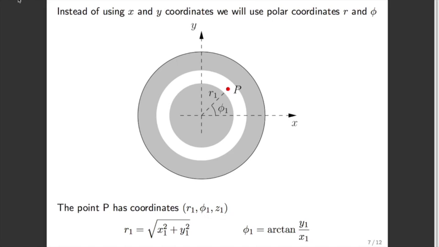Instead of using Cartesian coordinates x and y, we can use polar coordinates r and phi to locate the point P in the plane z equals z1. The polar coordinates r1 and phi1 are related to the Cartesian coordinates x1 and y1 as shown below.